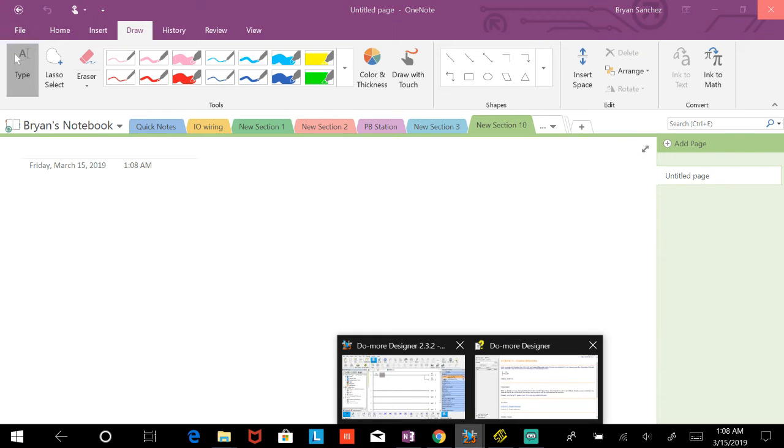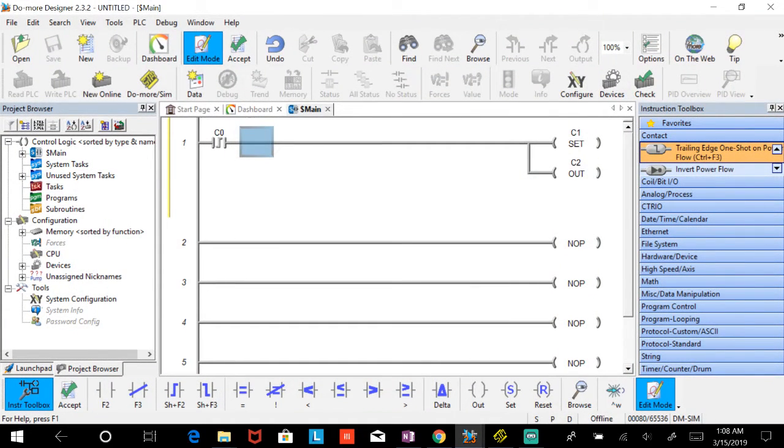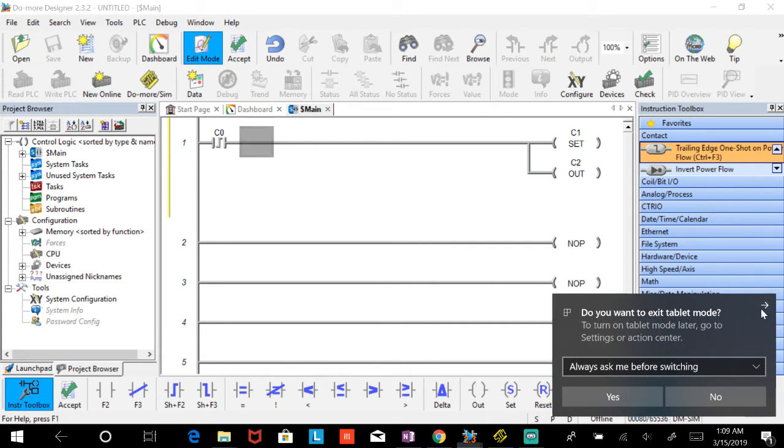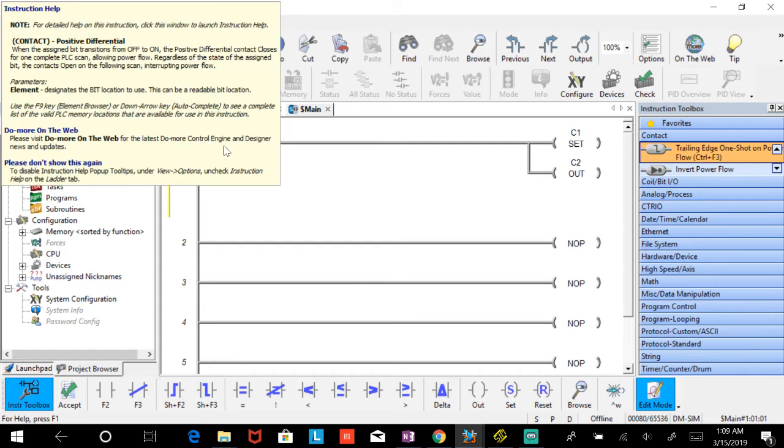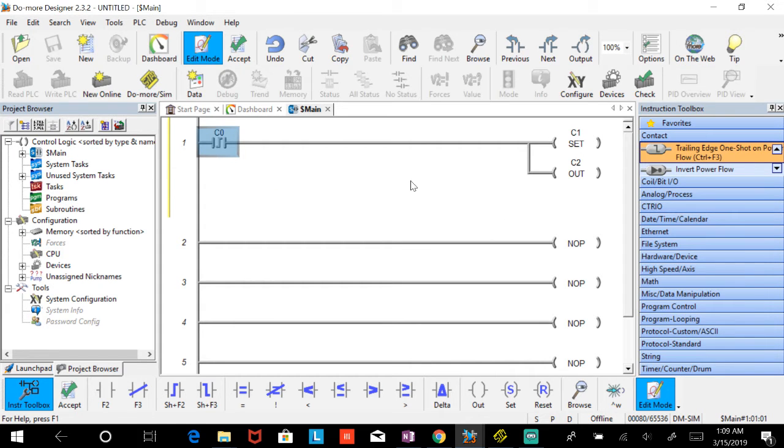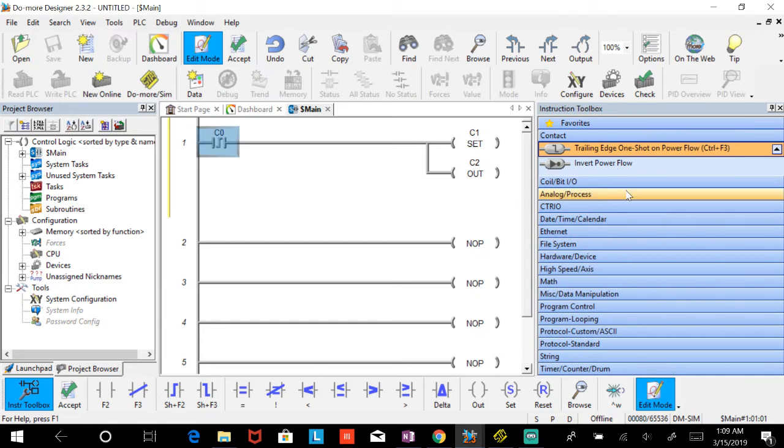So there are several one-shot instructions. We're going to start with the simple one. So trailing edge one-shot positive. You can also say one-shot rising. That's a term that is being used a lot. And in DirectSOFT, it's called the trailing edge one-shot on power flow.